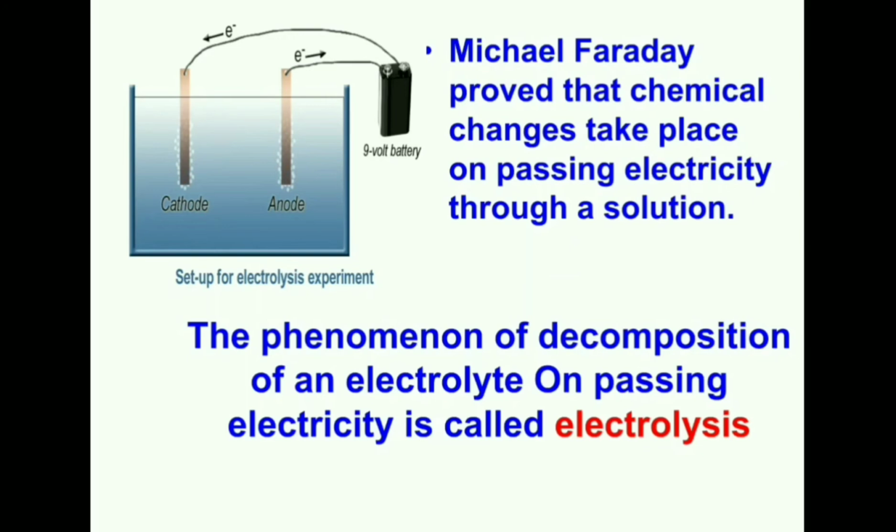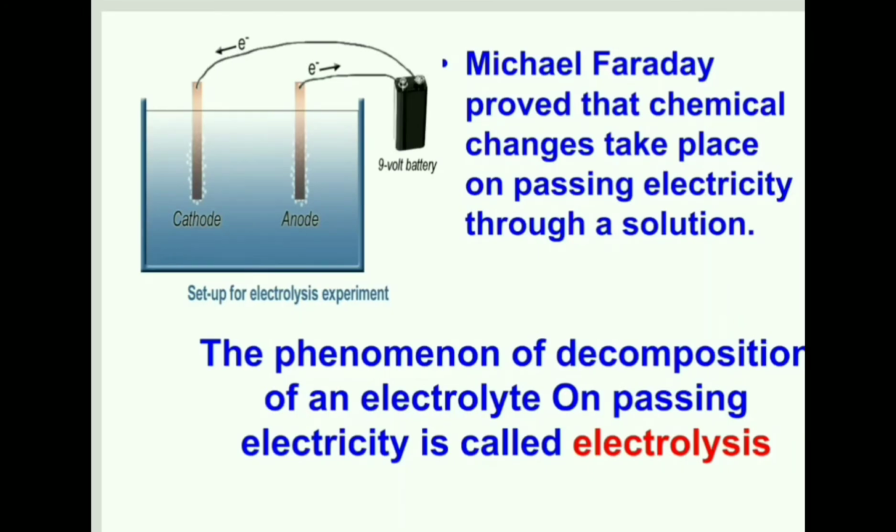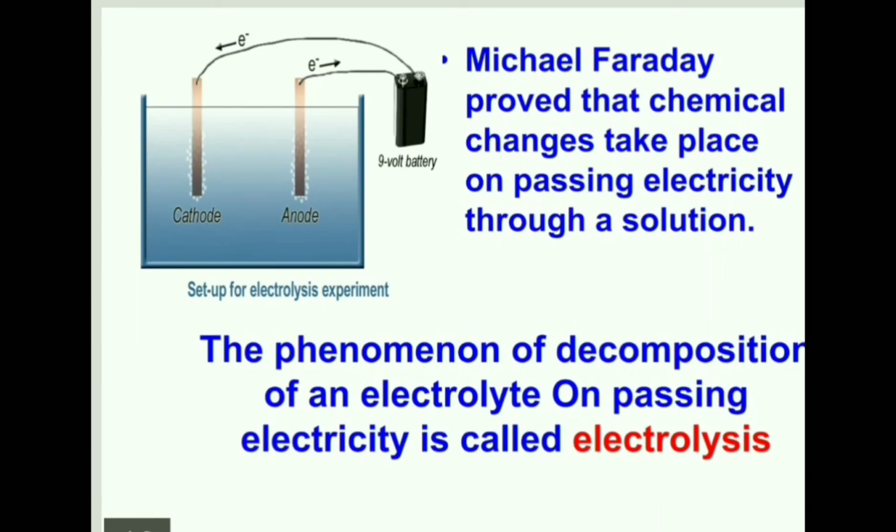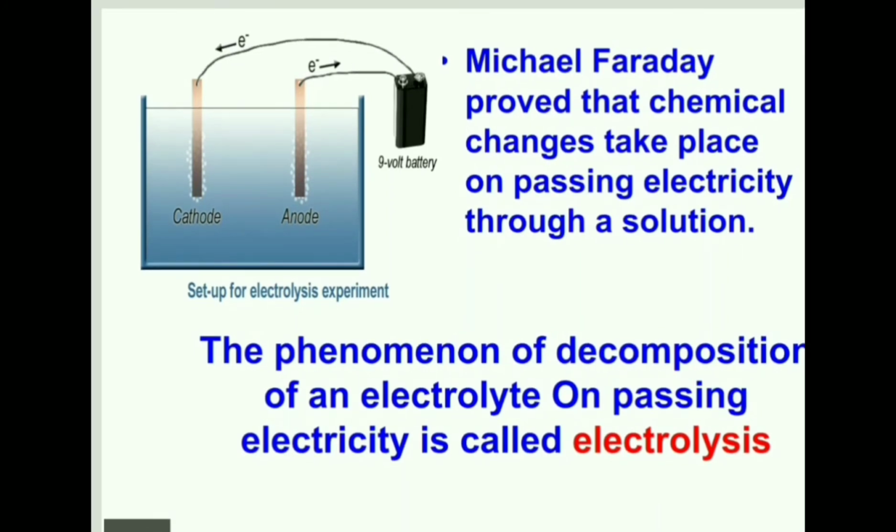He started his experiment on the passage of electricity through liquids in 1834 and he observed an interesting chemical change that was taking place when electricity was passed through the solution. So, an important phenomenon was discovered by Michael Faraday that when electricity was passed through solution, it breaks into ions, and this phenomenon is known as electrolysis. Or how can we define the electrolysis? Electrolysis is the process of decomposition of an electrolyte on passing electricity.